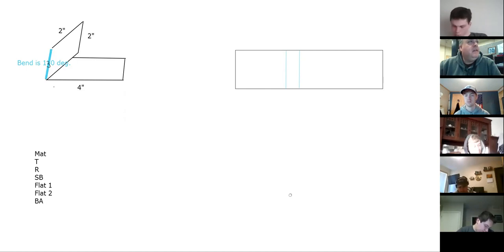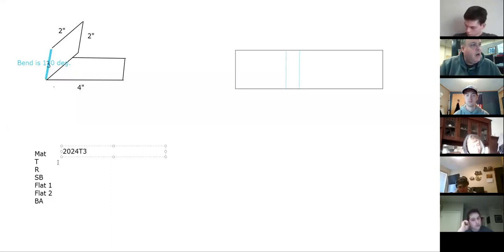So what material, and you can pick, what material is this going to be made out of? Just go with 2024 T3. Okay, 2024 T3, I'm fine with that. Joe, what thickness do you want this to be? 0.32. Oh, 32. Okay, so we'll make it 32 thousandths.